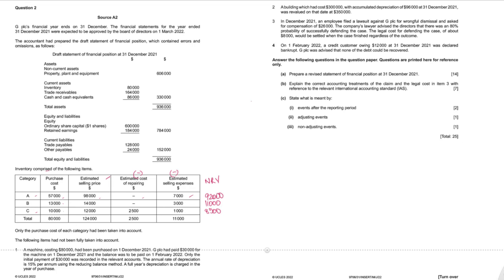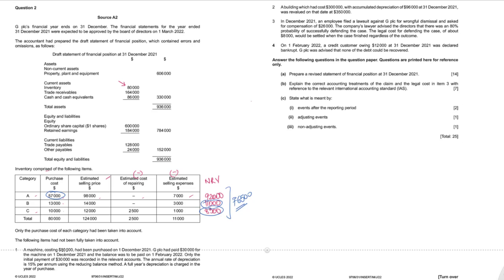So if we have to choose the valuation for each category of inventory, A will be valued at cost because cost is lower, 57,000. B will be valued at NRV because NRV is lower, 11,000. And C will be valued again at NRV because NRV is lower. So the total value of inventory is 57 plus 19,500, 76,500. That's the total value of inventory that should be there in the financial statement. But if you see the balance sheet here, your inventory is at 80,000. So definitely we'll have to adjust the inventory later.